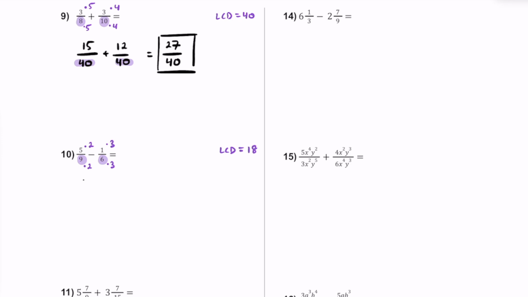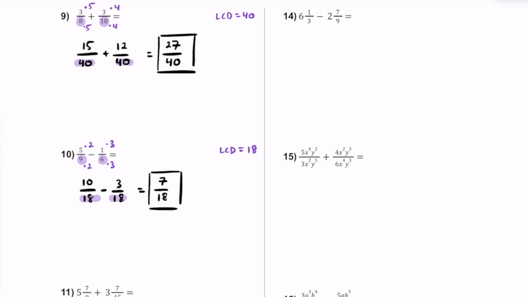So 5 times 2, that's going to be 10. So we're going to have 10 over this 18 minus, and then 1 times 3 is 3. So we're going to have 3 over 18. Now that we have these common denominators of 18 and 18, we can subtract 10 minus 3, which is going to be 7. So we're looking at a final answer here, or our difference, of 7/18.